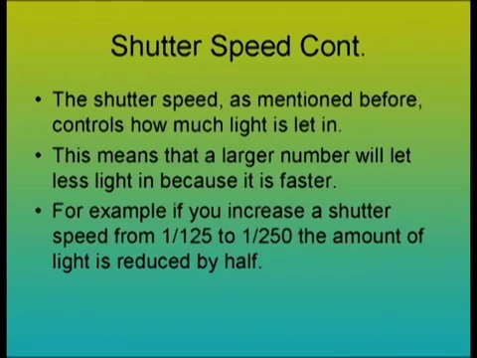Shutter speed, as stated before, controls how much light is let in. This means that the larger a number is, the less light will get into the camera because it is faster. For example, if you have a shutter speed of 1/125 and increase it to 1/250, the amount of light that is let in will be reduced by half.